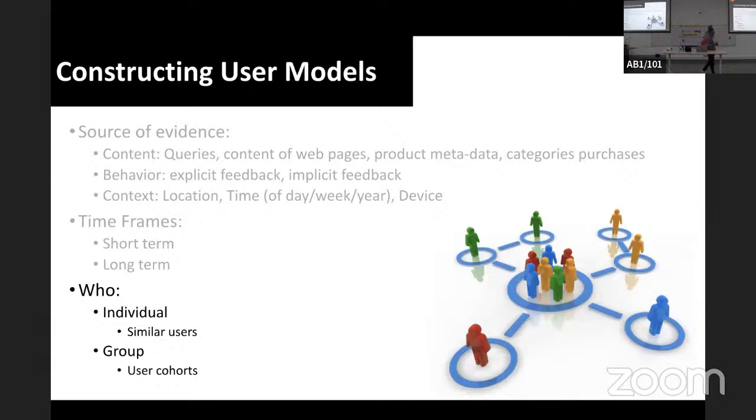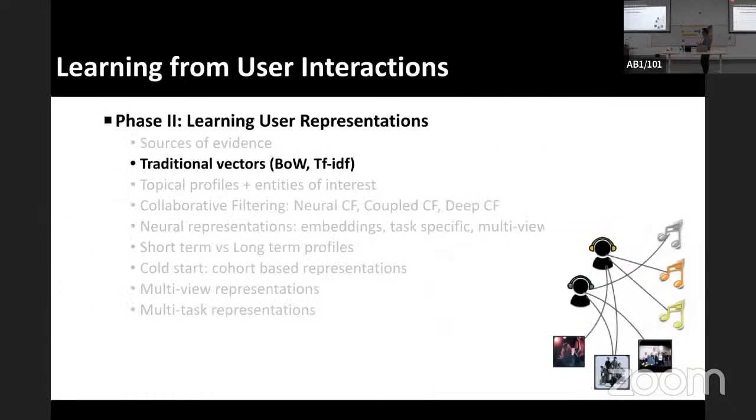And the question then becomes who you're going to do this for. You can do this for individuals, you can do this for groups. At least somebody in the room was very interested in groups. Yeah, you can do that for cohorts as well. Now, with this source of data and this timeline, what do you do?